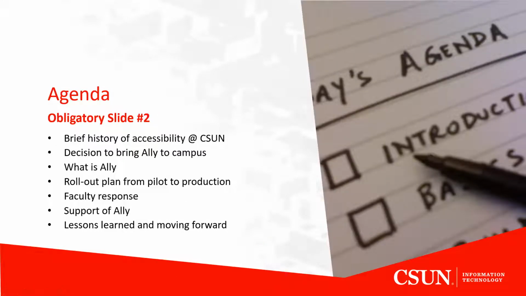Obligatory slide number 2, the agenda, very quickly. We'll have a brief history of accessibility at CSUN. We'll talk about the decision to bring Ally to campus. We'll talk about what Ally actually is. We will have a discussion about our rollout plan, which I know many of you are interested in, how we actually rolled it out. Then the faculty response, how we handle support, and then lessons learned and moving forward.